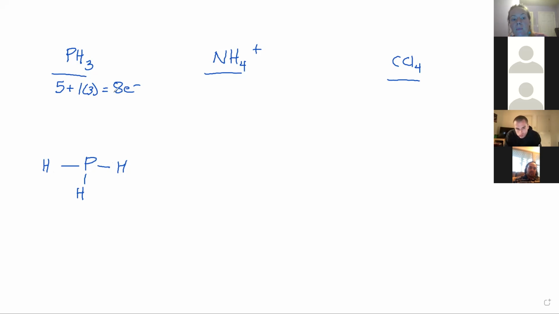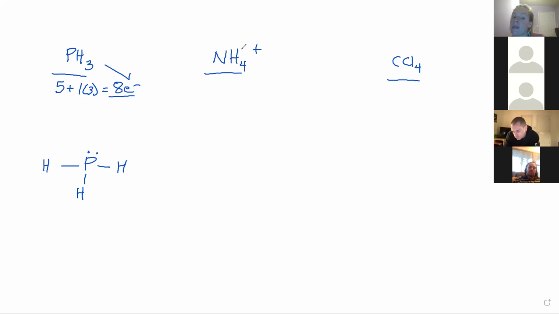I have 6 electrons on the board. I need 8 electrons. Where am I going to put those last 2 electrons? I'm going to put them on phosphorus. And phosphorus wanted 8 electrons anyway, so we killed 2 birds with 1 stone. So there are 8 electrons on the board, and everybody is happy.